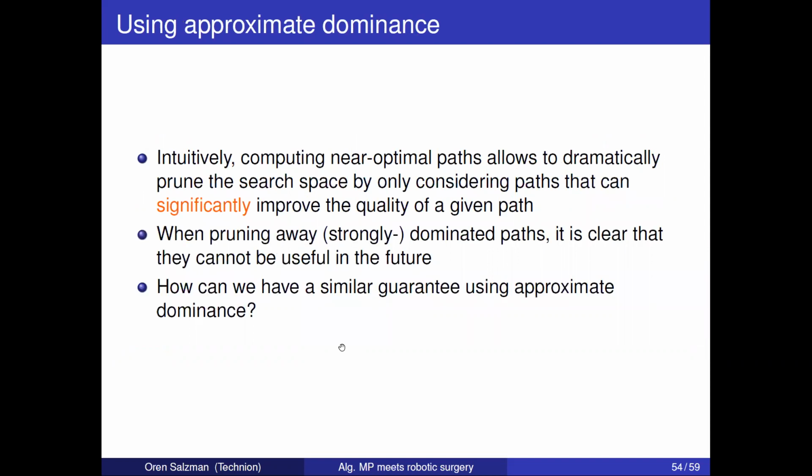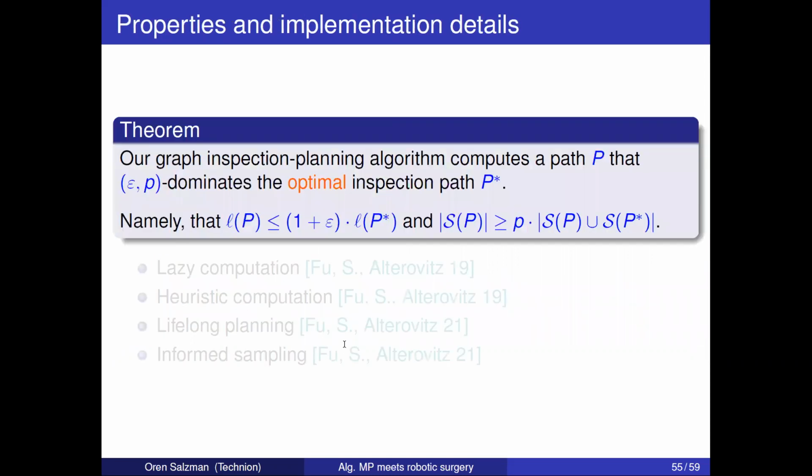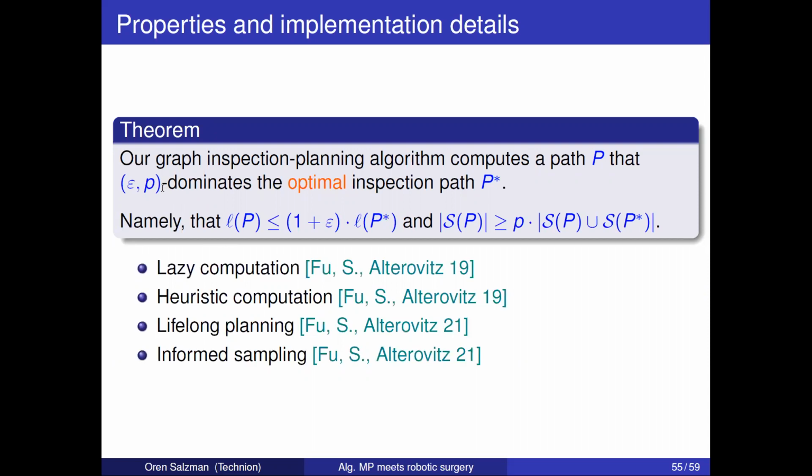So using the notion of near optimality allows us to dramatically prune away parts of the search space, and to suggest an algorithm that computes a path that epsilon-p dominates the optimal path. So we're not too far away from it. And using a bunch of algorithmic tricks of lazy computation and applying heuristics and incremental densification and lifelong planning and how to sample, we can get an efficient algorithm.